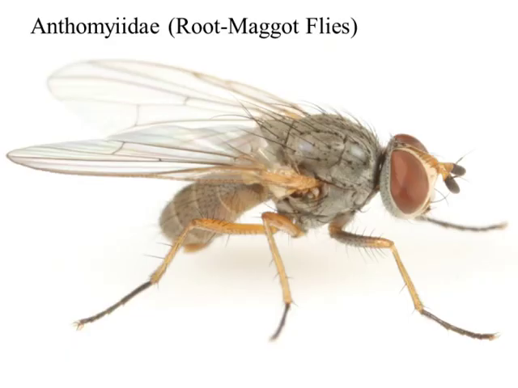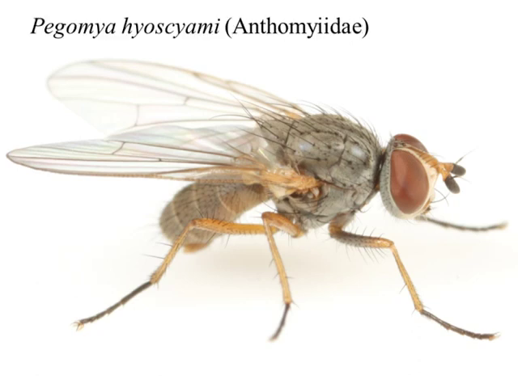In the Anthomyiidae, I already mentioned, or I showed a leaf mine of this species, Pegomya hyoscyami, which to gardeners is probably the most familiar leaf miner, it and its close relative, Pegomya betae. They're in spinach and chard and related plants. Pegomya is the largest genus of leaf mining anthomyiids. All of the species in the nominate subgenus are leaf miners.